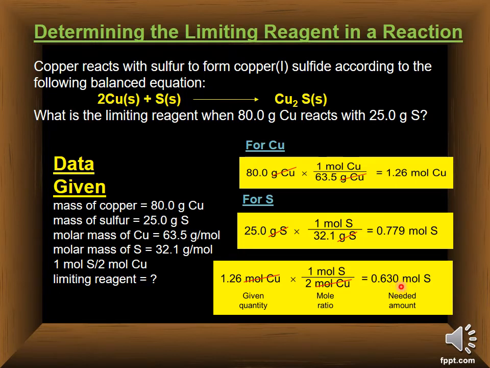0.630 moles. Okay, and remember what is given? 25 gram. When we converted, we calculated 0.779 moles of sulfur. So it means they gave us 0.779 moles of sulfur, and we used only 0.630. It means still some amount of sulfur remains, and the amount of reactant remaining is called excess reactant. So sulfur is the excess reactant and copper is the limiting reactant, because it is used up completely. I hope you understand this.